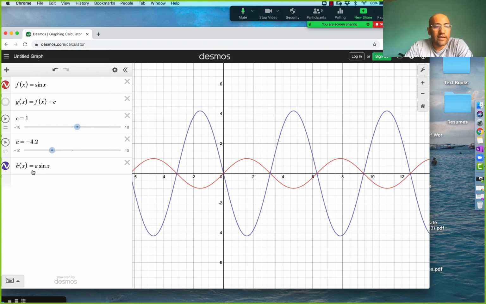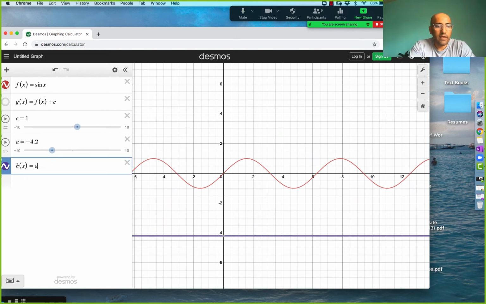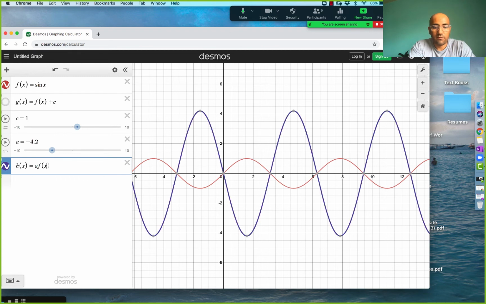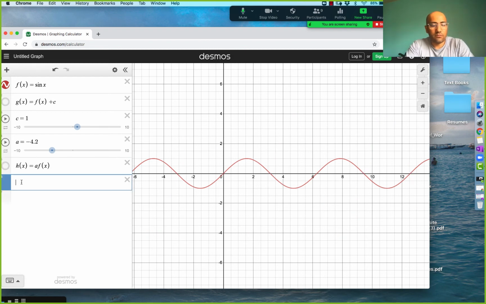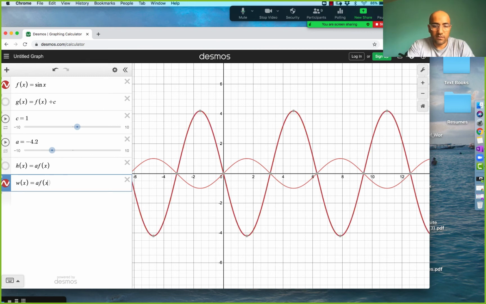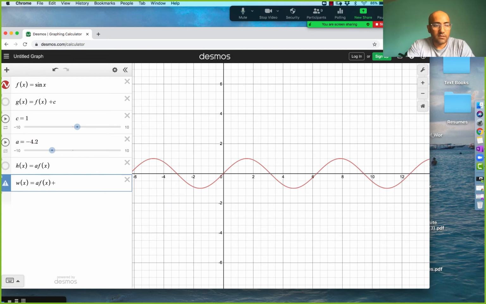And as far as notation, I can write A sine x, or I can go back to A times f of x, since f of x was defined up here to be sine. Good. And now I can mix and match them. I can define a new function, w of x, which is equal to A f of x plus c.